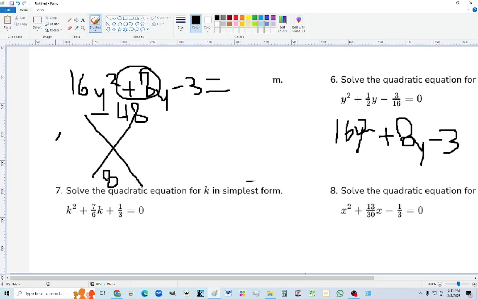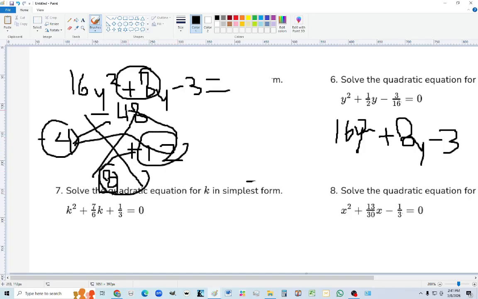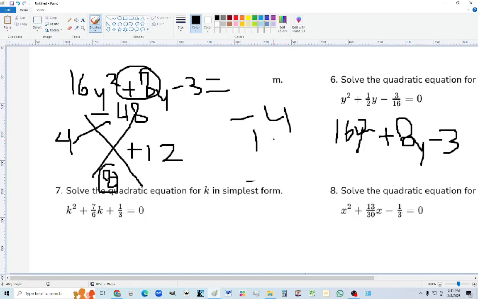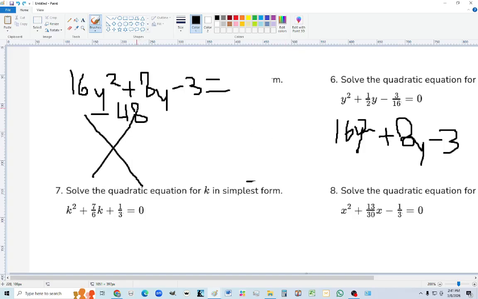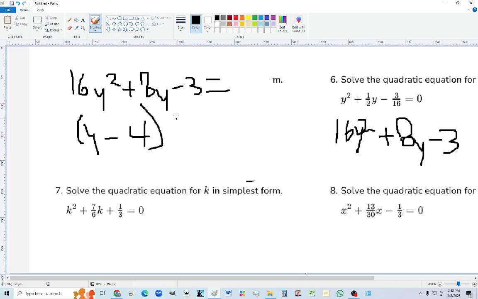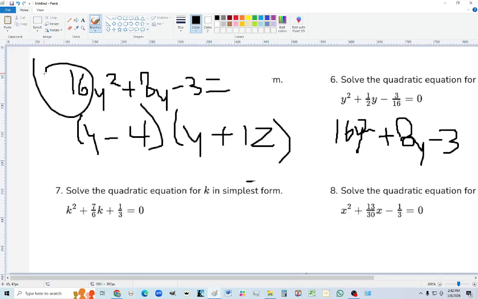48 has a factor of 4 and 12. Because this is positive and this is negative, one of them will be negative. And since this is a positive number, the bigger number will be the positive number. Minus 4 plus 12 is plus 8, and minus 4 times 12 is minus 48. So our factors are minus 4 and 12. Normally, we could just say y minus 4, y plus 12. However, we can't because there's a 16 in front, so we have to group.